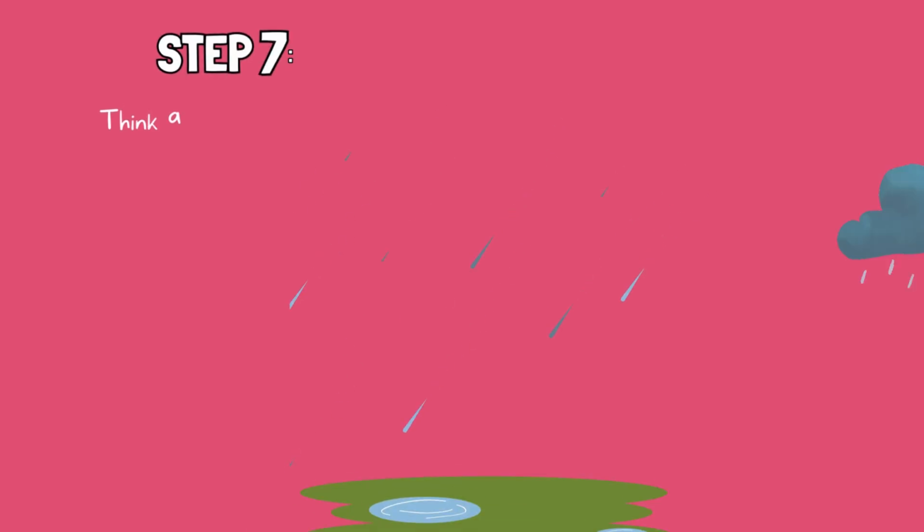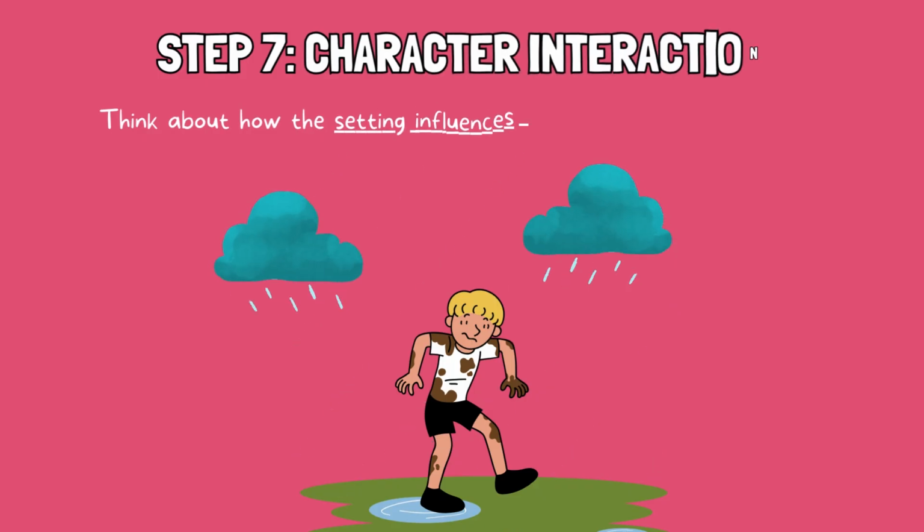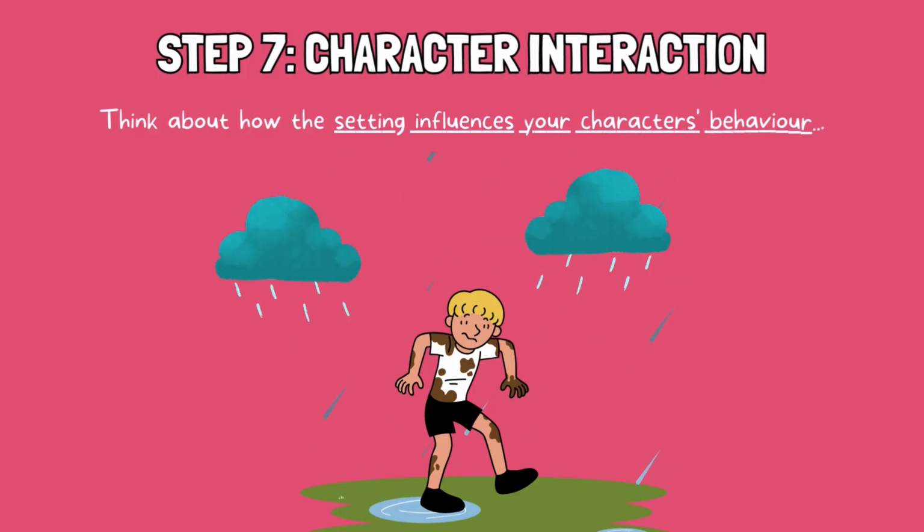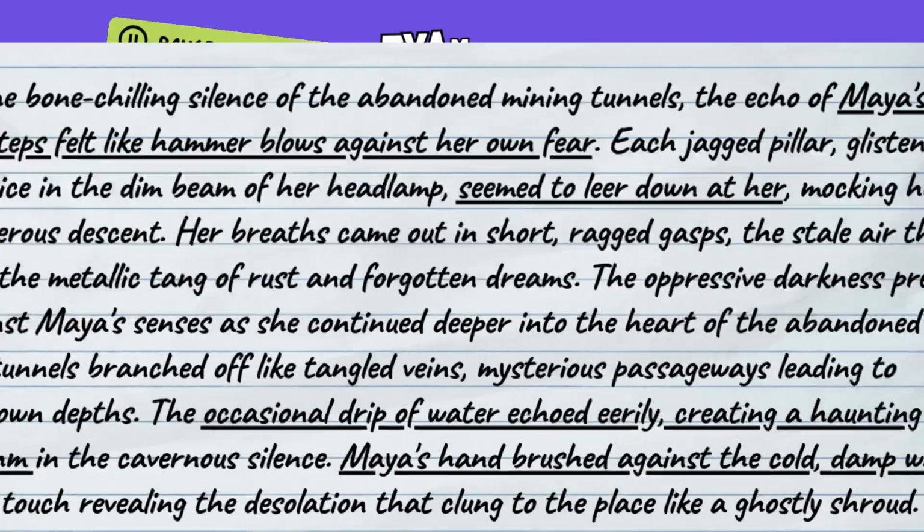Step 7. Character interaction. Don't just describe the environment, show how it interacts with the plot and characters. Think about how the setting influences your characters' behavior, values, and experiences. The environment should shape and interact with the characters in meaningful ways. Take a look at this example setting description.